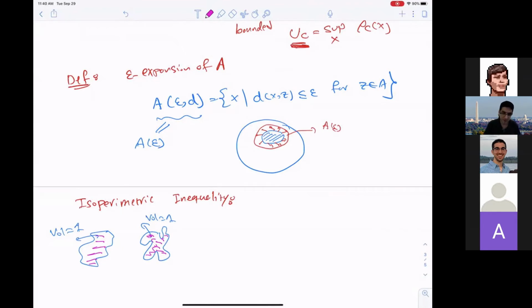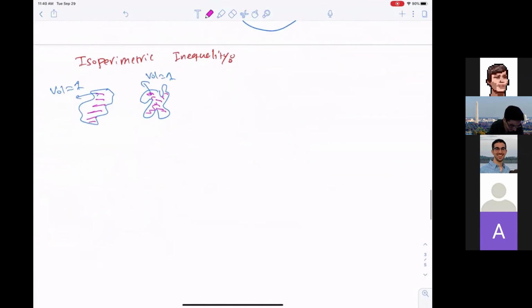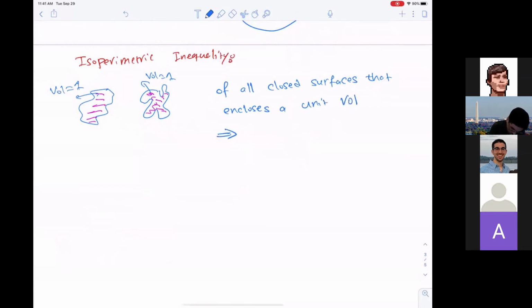Yes, that's the sphere, right? That's a little bit intuitive, because if you have a sphere and you change the shape while keeping the same volume, you are adding surface area to that shape. So that's basically the classical isoperimetric inequality, which indicates that of all closed surfaces that enclose a unit volume, the sphere has the smallest surface.